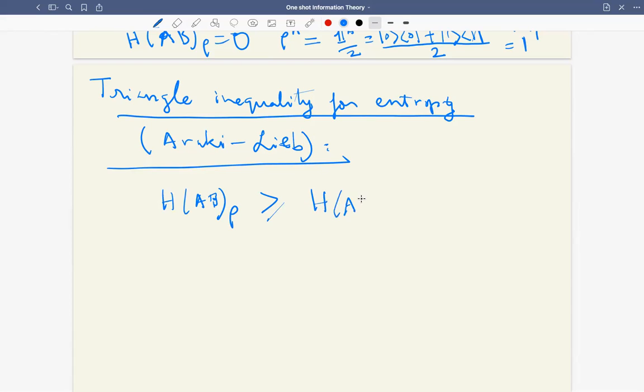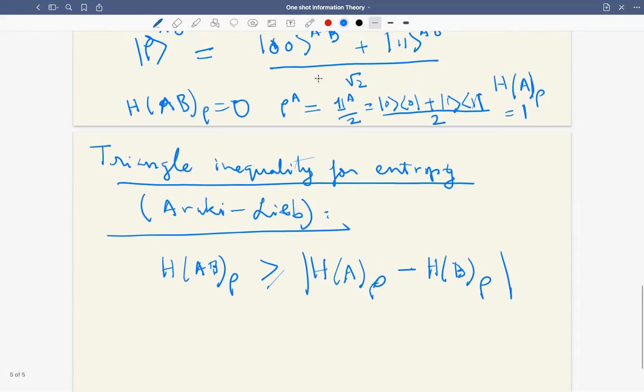A minus the entropy of B, and you can put an absolute value. So basically, all I'm saying is that it is greater than the entropy of A minus the entropy of B, or if this is negative, I'll take the other one, the entropy of B minus the entropy of A. Okay. And you can see that this inequality can be saturated.